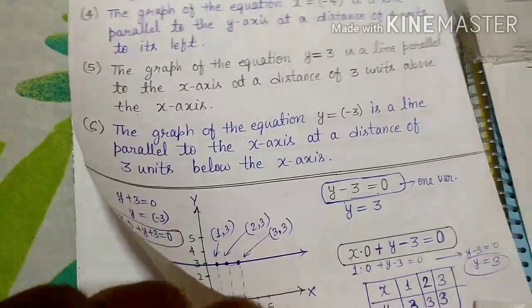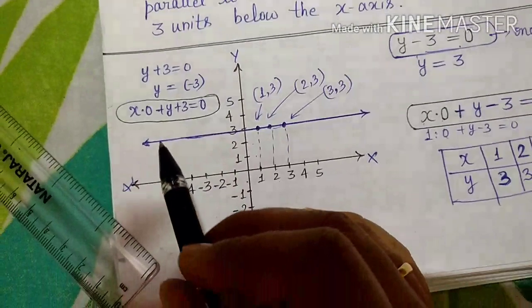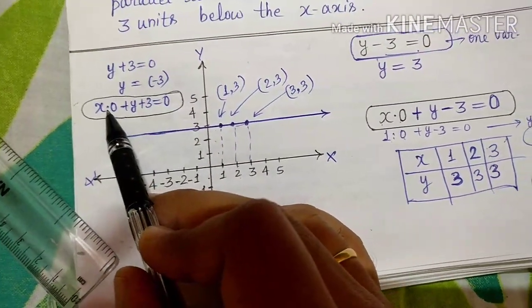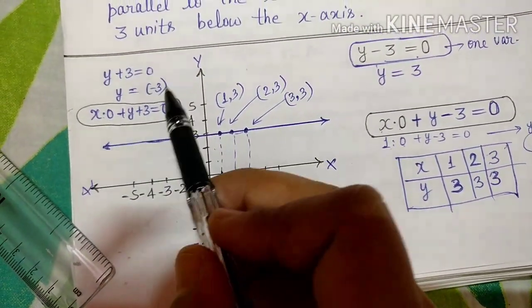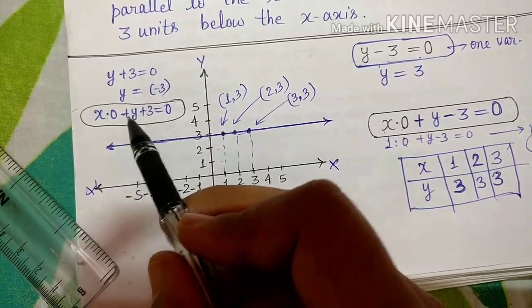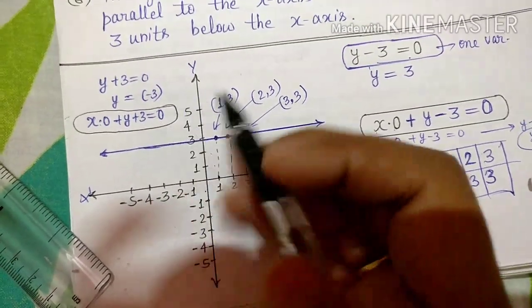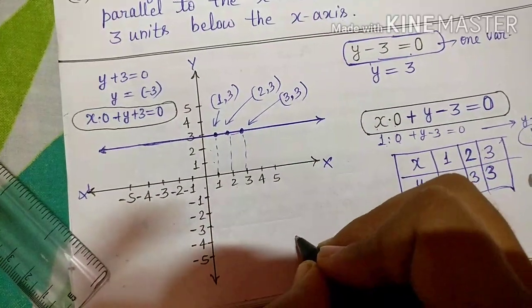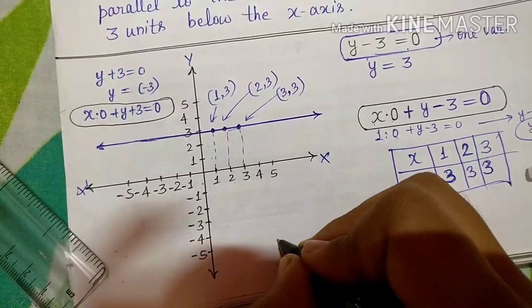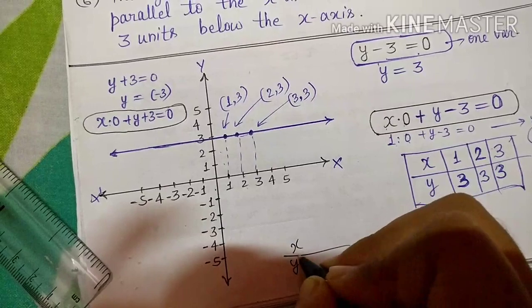So for this equation, what can we do? Again, we can put 1 in place of x. So what will come? y equals minus 3 only. If you put 2, then again y equals minus 3 only. If you put 3, then also what will come? y equals minus 3 only. So we can say that we got solutions like x, y.